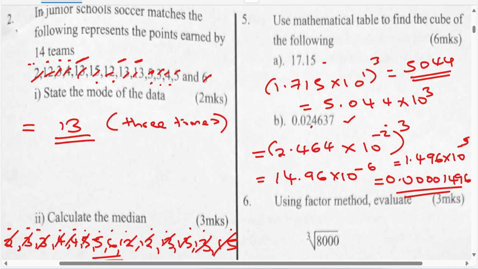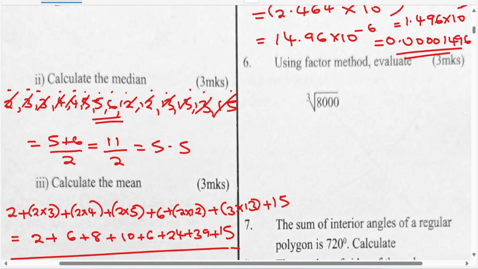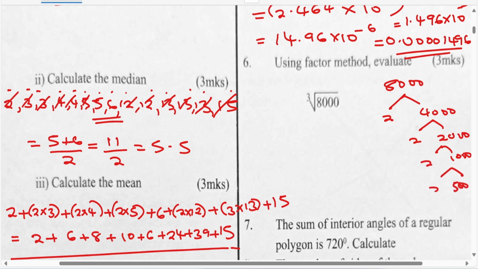Tuendelee. Question 6, using factor method evaluate 8 cube roots ya 8000. Sasa hapo hutumii mathematical table, so just come here, you get 8000 alafu tafuta. So divide by 2 ni 4000, you draw a factor tree. Divide by 2 again, you get 2000. Divide by 2 again, you get 1000. You divide by 2 again, you get 500. Divide by 2, 250.